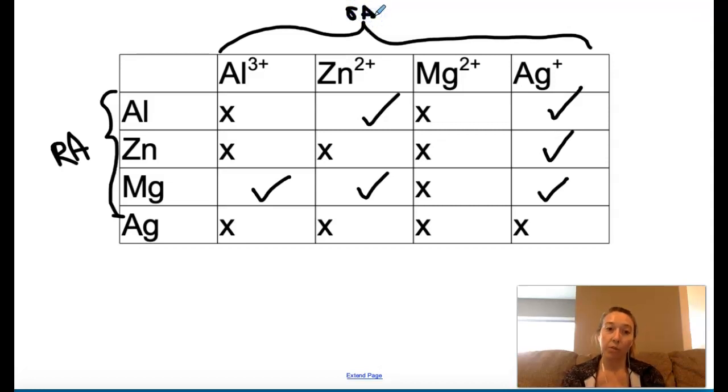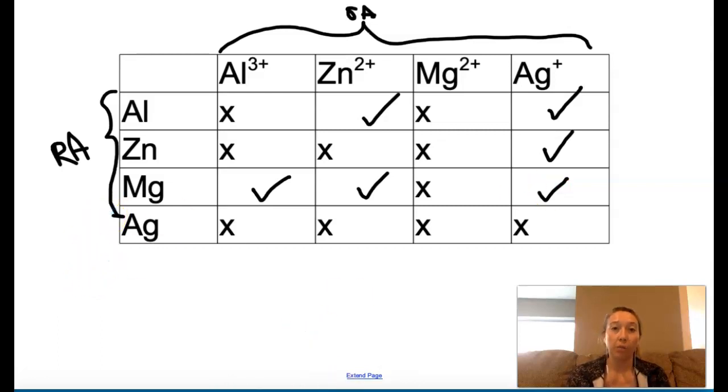Some of these questions will be like, oh, rank the OAs from strongest to weakest. So if I was asked to rank the OAs from strongest to weakest, once I know that these are all my OAs, I'm just looking for which one has the most check marks, right? So Al3+ has 1, zinc has 2, the Mg2+ has none, and silver has 3. So that means the silver ion is the strongest oxidizing reagent because it reacted with the most things, right?